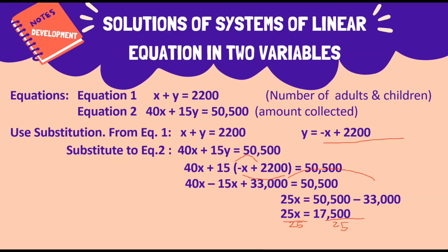Okay. So, we have divide both sides by 25. 25x divided by 25, we have 1x. And we can easily cancel this. Okay. So, we have x, syempre. And then, 17,500 divided by 25, we have 700. So, therefore, the value of our x is equal to 700. Ayan, nakuha na natin ang value ng x. Kunin naman natin ang value ng y.